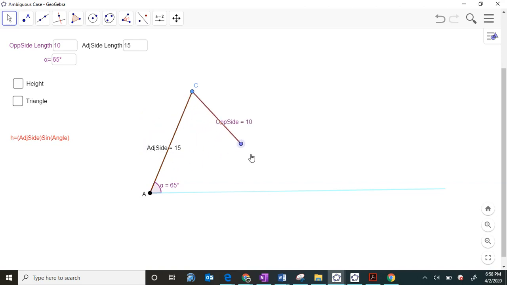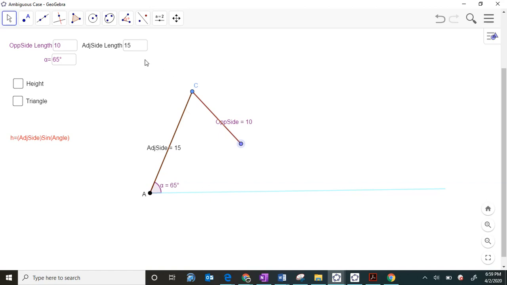So how are we going to figure this out? Well, if we're given that the opposite side is 10 and the adjacent side is 15, and we're given that the angle opposite of that side is 65, then we're going to be able to figure this out. In a triangle, we have this vertex and that vertex, and this vertex is going to connect to another vertex down here on the blue line. The shortest distance from C to the opposite line is going to be a direct straight route where it's going to form a right angle with the blue line down here.